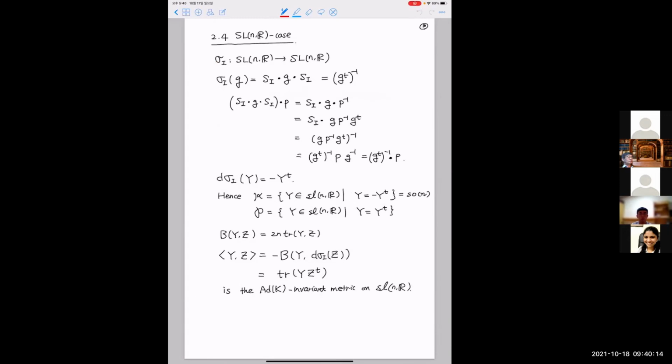Okay, so let's look at the SL(n, R) case. That means the P_n case, right? P_n is the symmetric space corresponding to SL(n, R). Here, to know what the Cartan decomposition of SL(n, R) is, let's see the involution first. We know that the involution sigma on SL(n, R) is given by this, so let me write this.